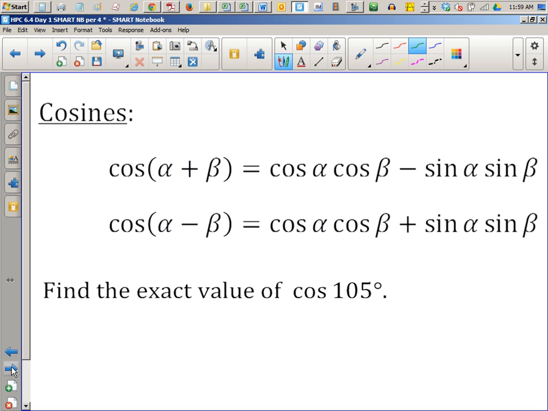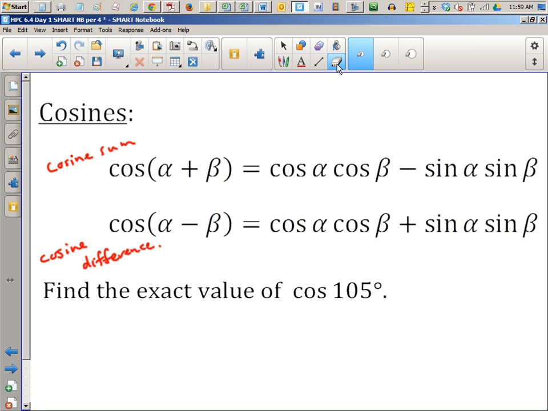The first one is called the cosine sum formula. The second one is called the cosine difference formula. Great names for these. Very creative. And then I'll show you sine and tangent in a moment when we need them.